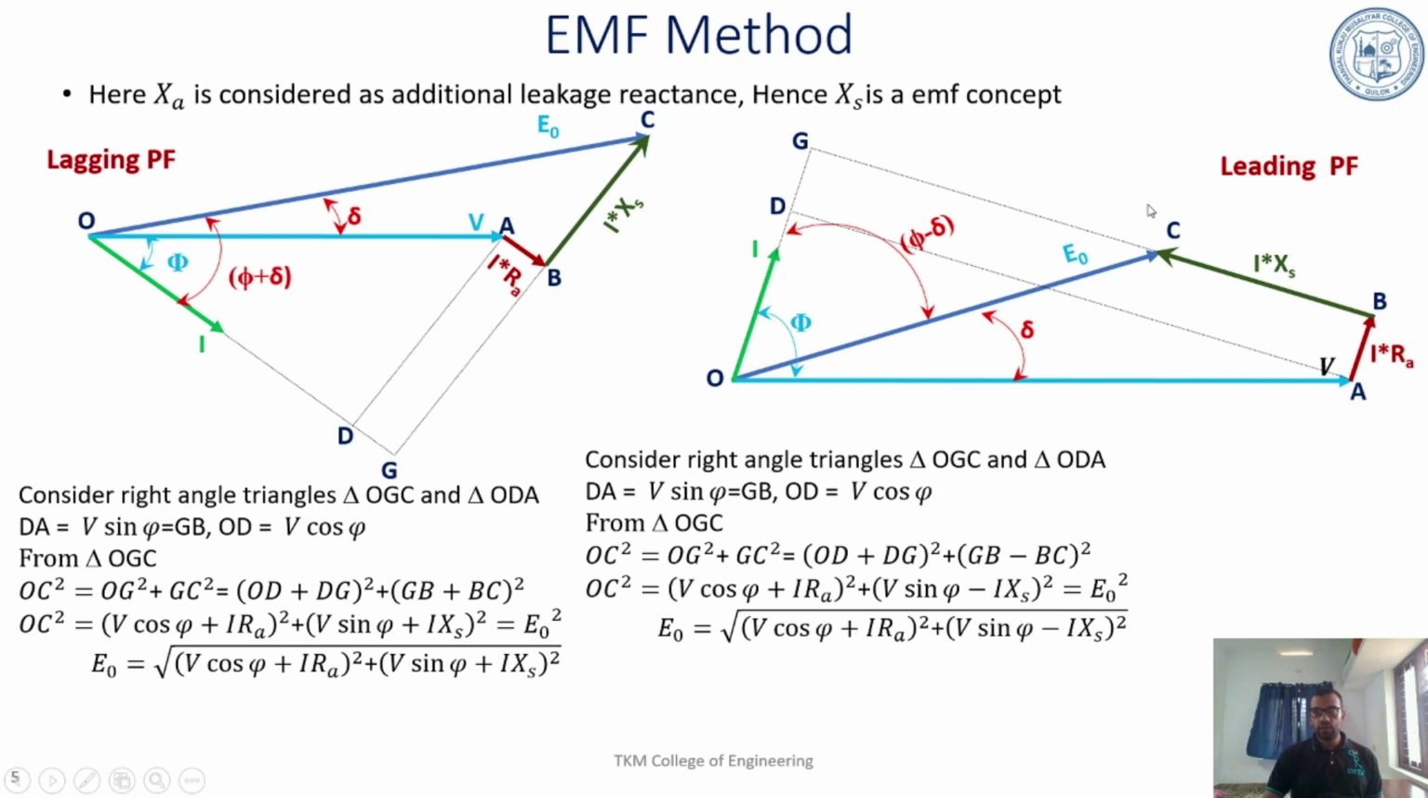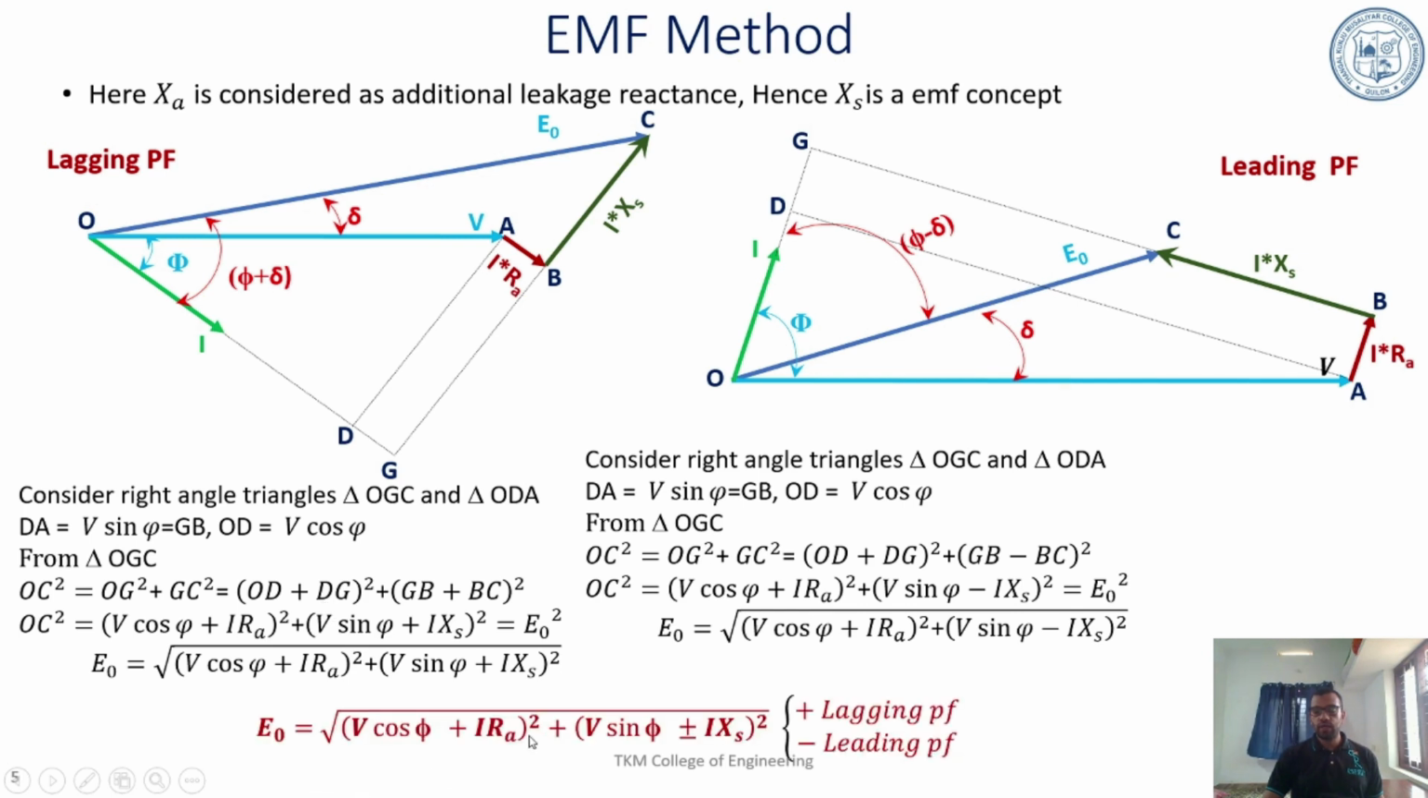So we need to calculate E0, that is OC square is equal to OG square plus GC square. Substituting, we can obtain E0 as root of (V cos phi plus I into Ra) all square plus (V sin phi minus I into Xs) all square. So in general, we can write the expression for E0 as root of (V cos phi plus I into Ra) all square plus (V sin phi plus or minus I into Xs) all square, plus for lagging power factor and minus for leading power factor case.